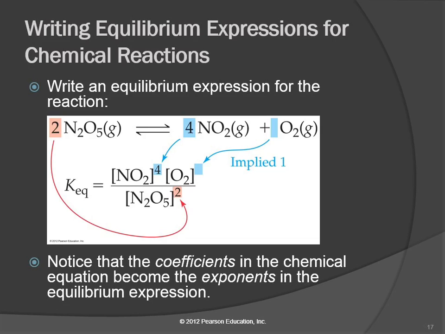So if we were asked to write an equilibrium expression for this reaction, 2 moles of N2O5 are in equilibrium with 4 moles of NO2 and an implied 1 mole of oxygen. The equilibrium expression then is the concentration of NO2 raised to the 4th power times the concentration of oxygen raised to the 1st power. We didn't write the 1 here, so we don't have to write the 1 there either. And then it's divided by the concentration of reactant raised to the 2nd power, because this has a 2 in front of it.